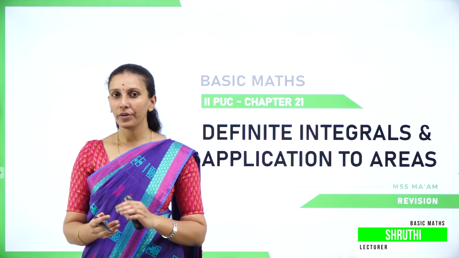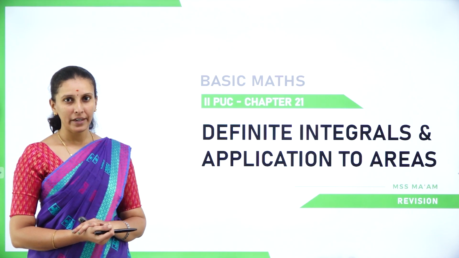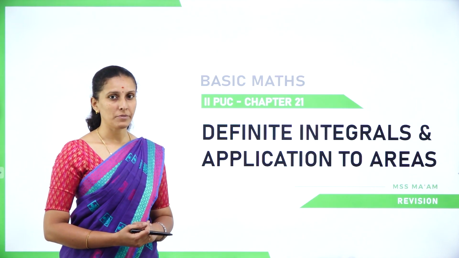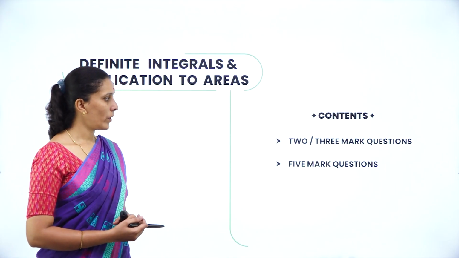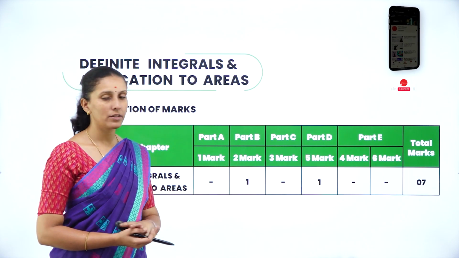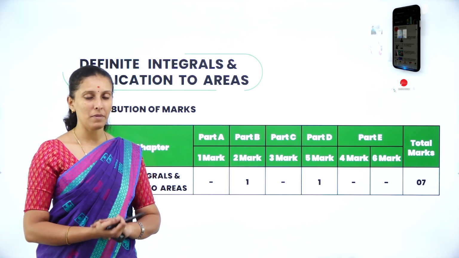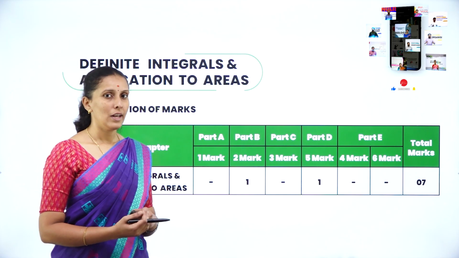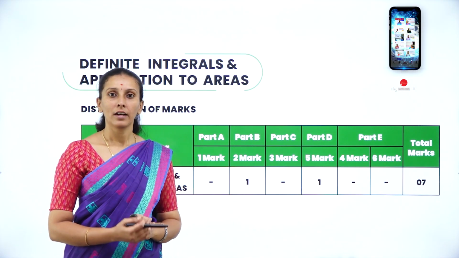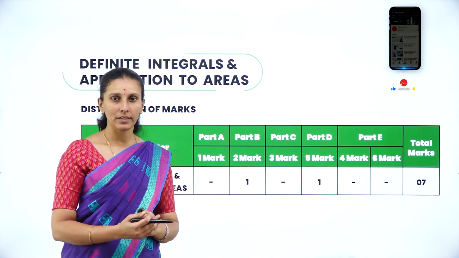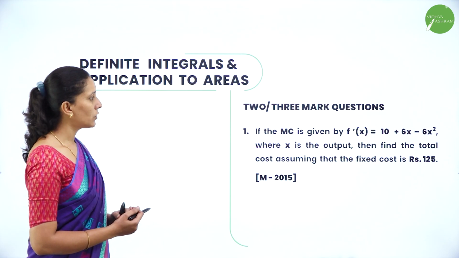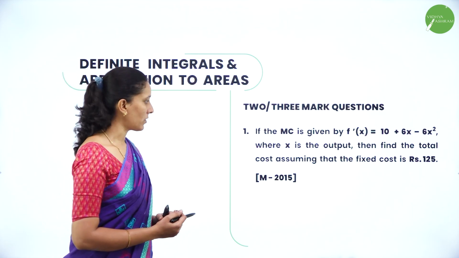In this session, we are going to revise the chapter Definite Integrals and Application to Areas. From this chapter, you will get one 3-mark question and one 5-mark question. So overall, you can expect 7 marks or 8 marks from this chapter. So let's see the 2 or 3 marks questions first, and later we'll discuss application to areas in terms of 5 marks question. So first let's see what are the 2 or 3 marks question you can expect.